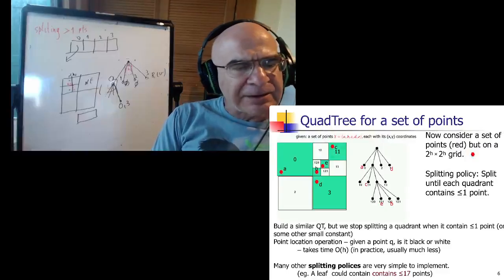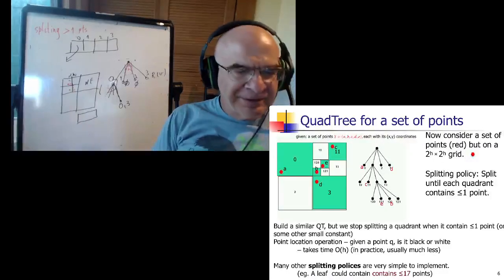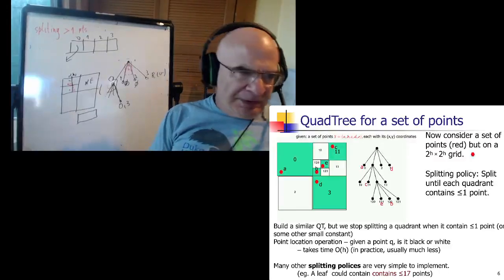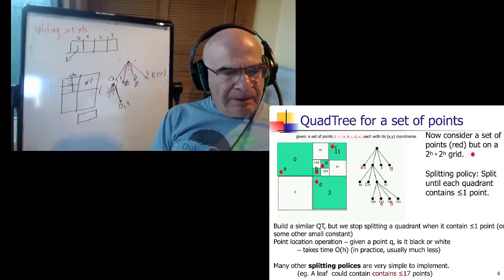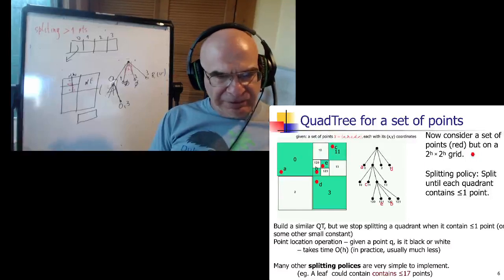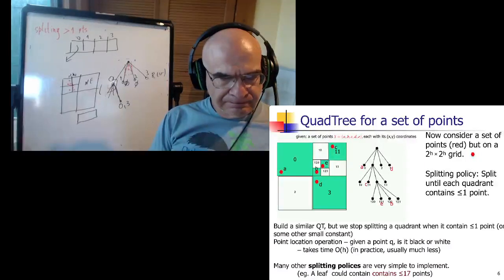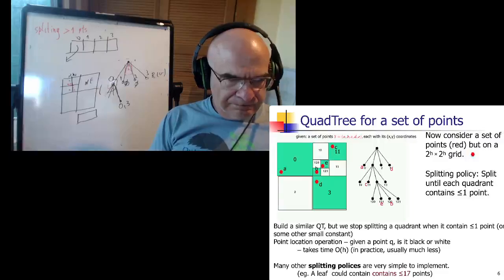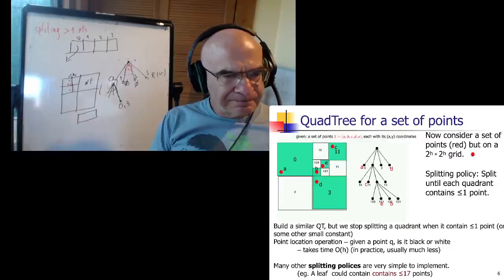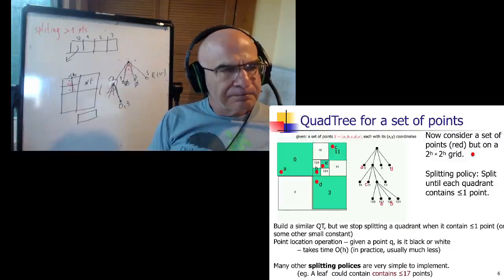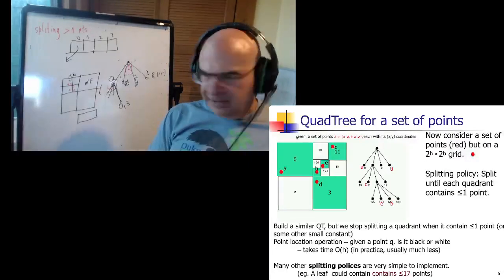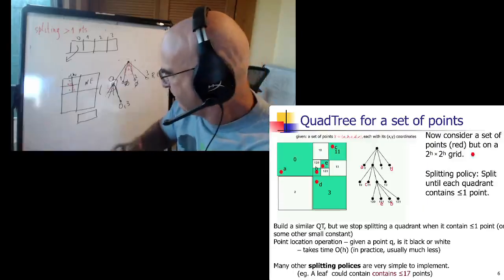What would be the height of the quadtree in the worst case? That's not on the slide. It takes a bit of thinking. If all the points are real numbers, can somebody tell me what would be the maximum height of the quadtree? It takes a bit of thinking.